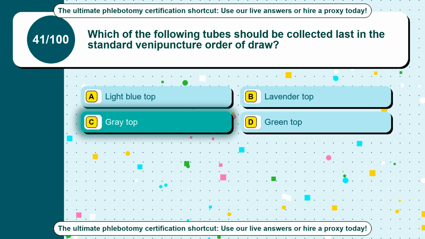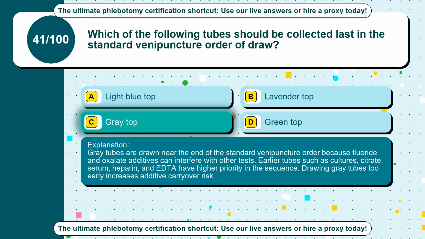Gray top. Gray tubes are drawn near the end of the standard venipuncture order because fluoride and oxalate additives can interfere with other tests. Earlier tubes such as cultures, citrate, serum, heparin, and EDTA have higher priority in the sequence. Drawing gray tubes too early increases additive carryover risk.